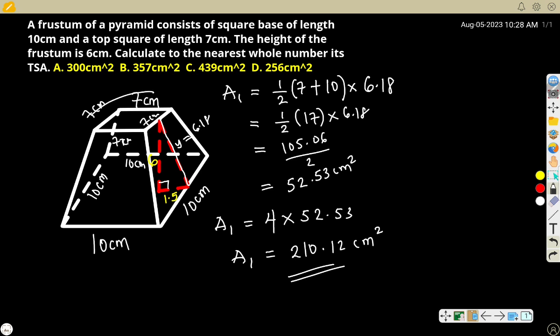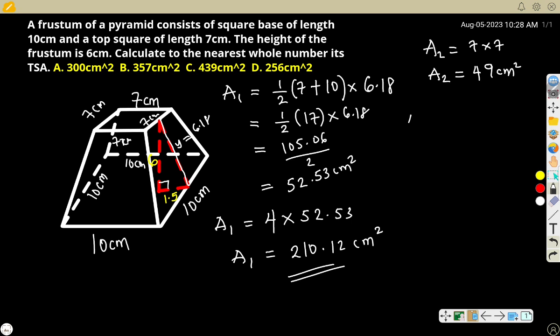Now we have the top as a square and the base as a square. So we need to find the area of those too. Call the area of the top A2. The area of a square is length times length. Since one length is 7, it will be 7 times 7. So A2 is equal to 49 centimeter square.